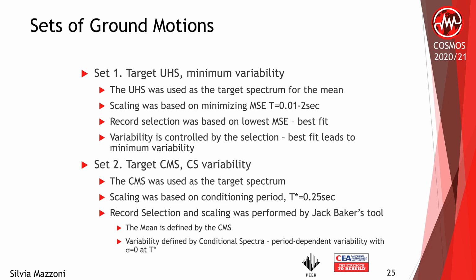We had different sets of ground motion targets. We were looking at the UHS as well as the CMS and the CS, where the CS gives you requirements on both the mean and the dispersion of the records. And we use Jack Baker's tool to do that because he's got a really nice tool for selecting and controlling what the target dispersion as well as the mean is. And I will show you the figures.